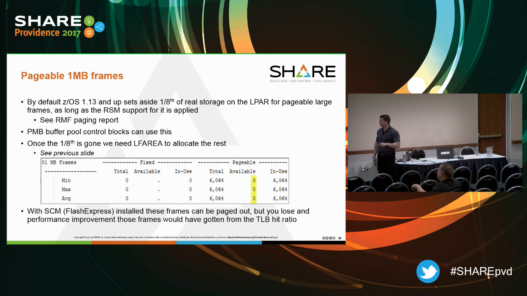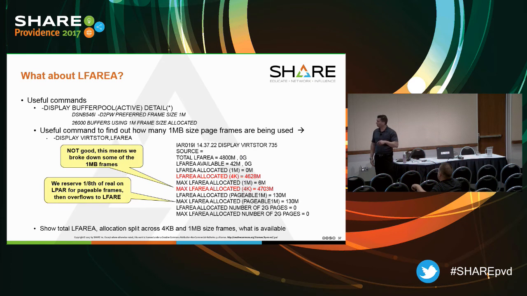You can prove it's on there because if you go into the paging report, you'll see how many fixed frames and how many pageable 1 meg frames. And in this case, total available are 0 because they're all in use, and that means you have enough buffer pool control blocks that used 1/8 of the storage on the LPAR. That's great because these are the most highly referenced of anything in the buffer pool, and hence they get the best benefit from being backed by a 1 meg frame. So you can look in here and see they're being used. In this case where there's none available, we've used them all, they will overflow into LF area.